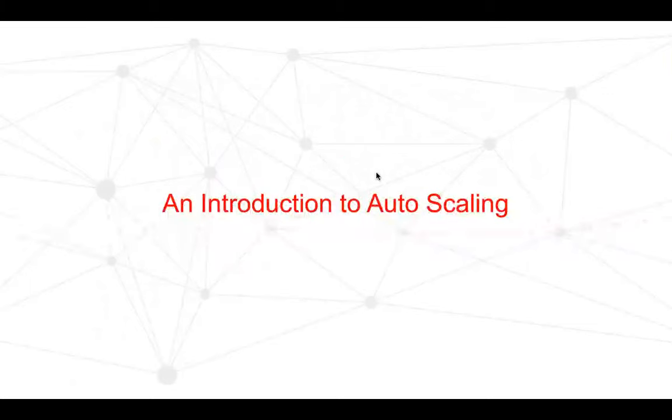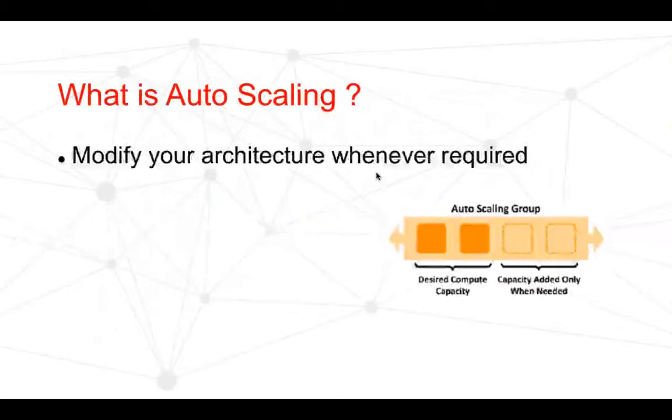Now, what is auto scaling? Auto scaling means that you can modify your architecture whenever it is required. Now, it is based upon the principle of elasticity. If you remember, we have discussed the principle of elasticity, where we can increase or decrease our number of instances, or we can grow or shrink our architecture whenever it is required. And this can be based upon different factors like time of day, patterns of the incoming traffic, and demand. So elasticity is a principle, and auto scaling is the practical application of it.